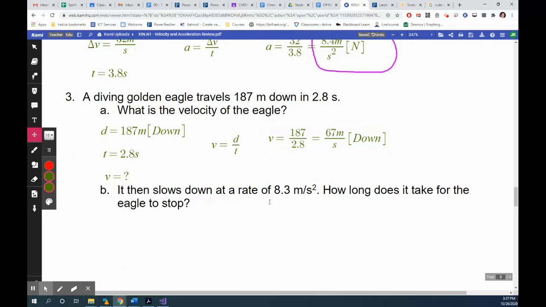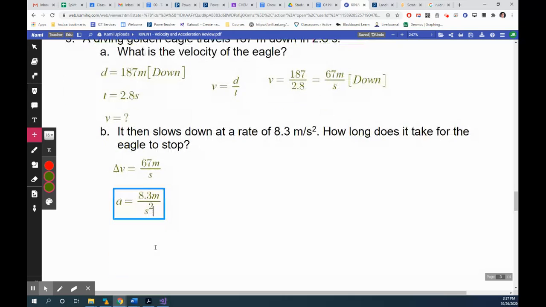It then slows to a stop. So here's its velocity. It slows to a stop at a rate of 8.3 meters per second squared. How long does it take for the eagle to stop? Okay, well, we know the change in velocity is from 67 to 0, a change of 67 meters per second. We know the acceleration is 8.3 meters per second squared. And we want to know the time.